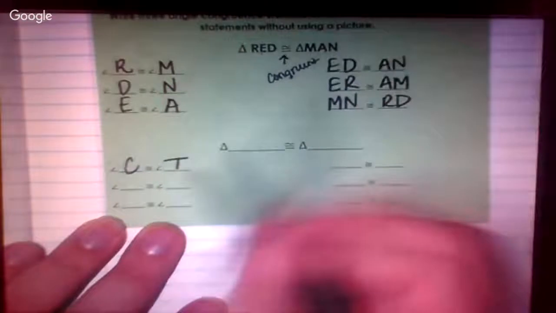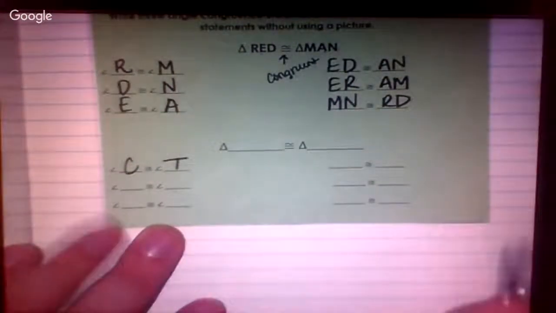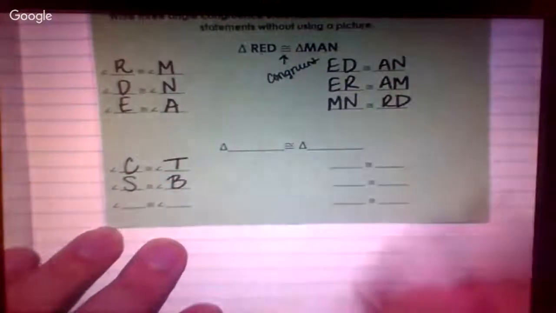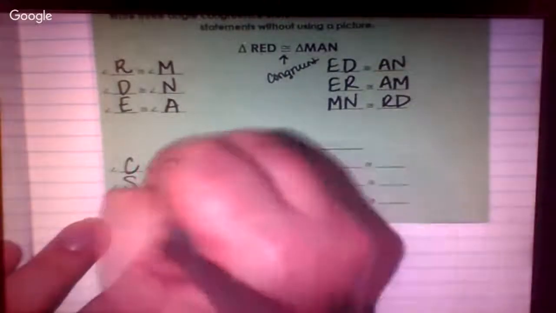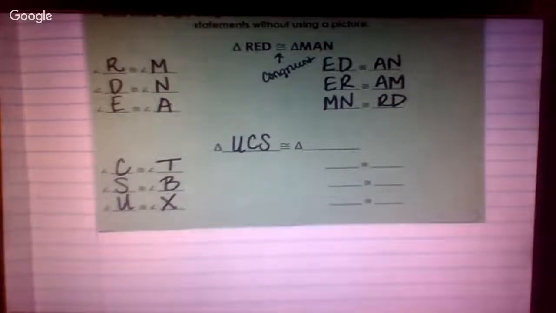We're going to come up with this from this. So hold up a second. Let's do C, T, let's do S and B and U and X. If I tell you C goes along with T, S goes along with B, and U goes along with X, and I tell you that triangle UCS, what would you tell me my second triangle should look like?